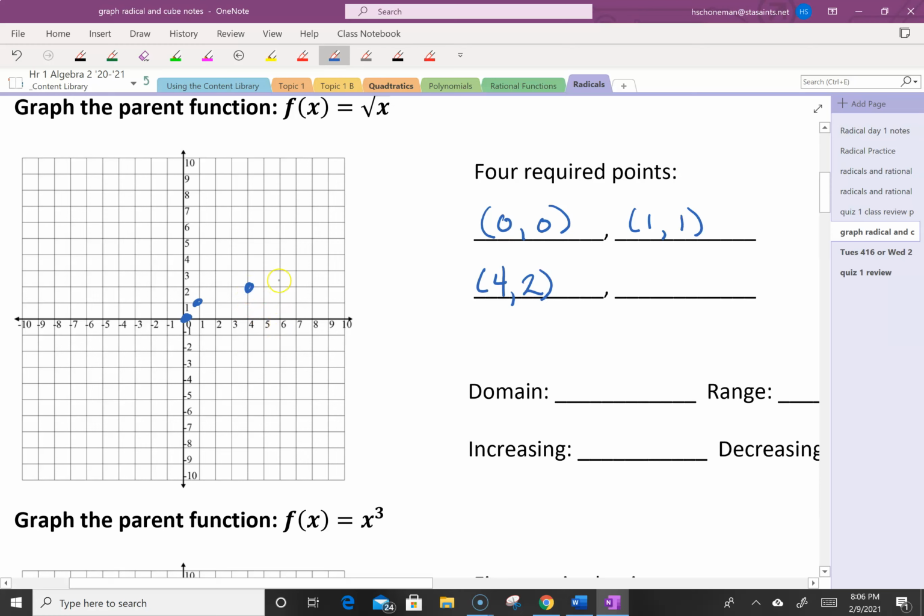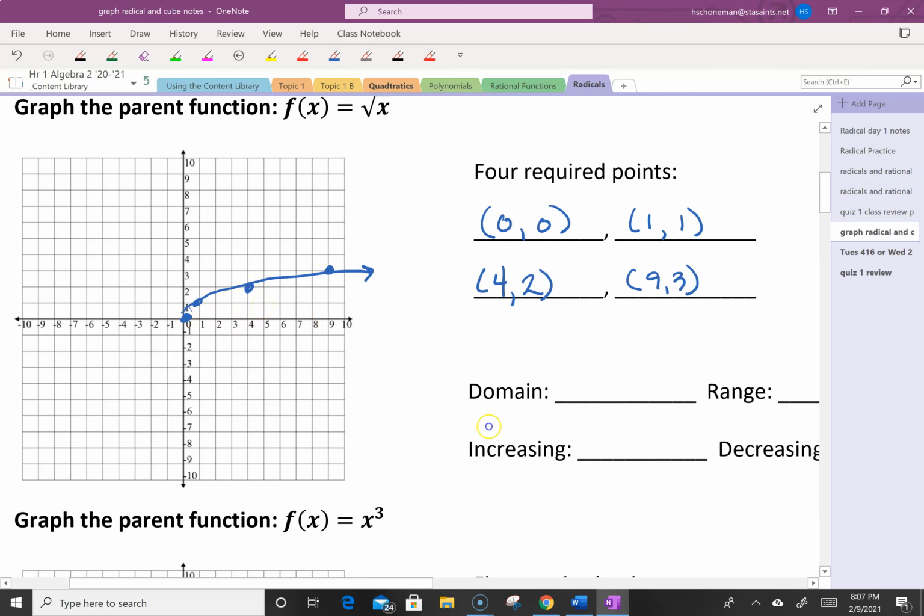Square root of 5 is a decimal, 6 is a decimal, 7, 8 are decimals, but the square root of 9 is 3, so the fourth point that I'm going to plot is 9, 3. So my graph looks like that. And every time that I have a radical, it's going to look like that. I'm going to follow the same pattern. So from my starting point, I'm going to go over 1 and up 1, over 4 up 2, over 9 up 3.